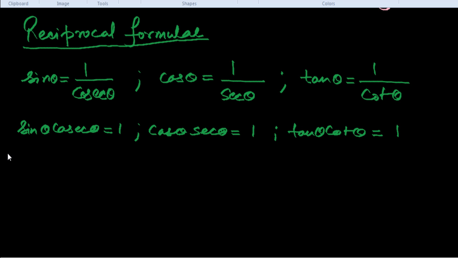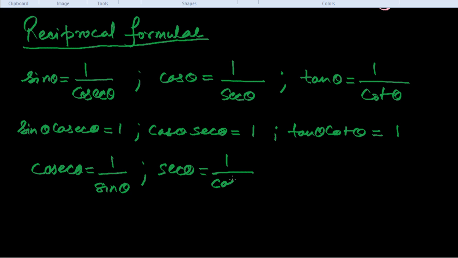If we cross multiply this sin theta to the other side, we get here cosec theta is equal to 1 over sin theta. Here sec theta is equal to 1 over cos theta, and here cot theta is equal to 1 over tan theta. So these are the reciprocal formulae of trigonometric ratios.